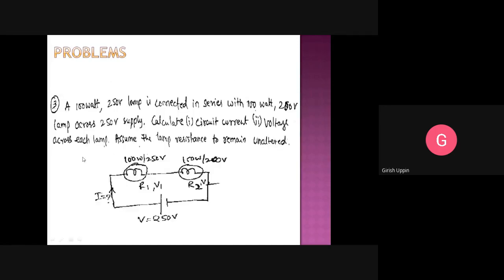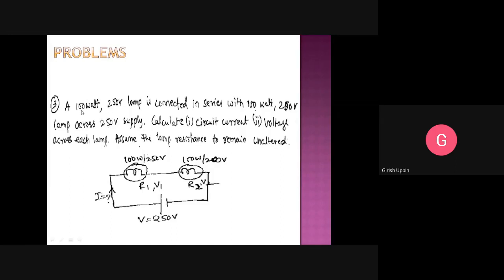So this is the next problem. A 100 watt, 250 volt lamp is connected in series with a 100 watt, 200 volt lamp across a 250 volt supply. Calculate the circuit current, meaning you have to find out what is the current that flows in the circuit. Voltage across each lamp: what is the voltage across the first lamp, and what is the voltage across the second lamp. Assume the lamp resistance to remain unaltered. Okay, the lamp resistance will not change with the temperature. So don't worry about that temperature aspect, we will assume it remains the same.